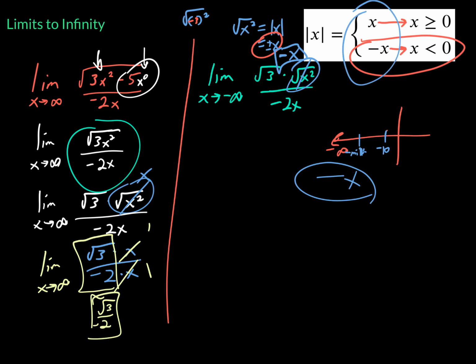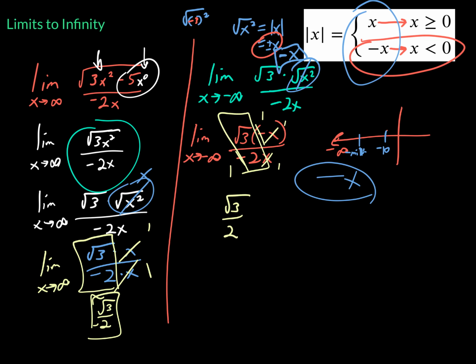Let's continue. I have the limit as x is approaching negative infinity of a radical 3 times a negative x over negative 2x. So in this case, I can cancel out an x with an x, become 1. I also have a negative and a negative, which will simplify to be a positive 1 over 1, or however you want to look at it. What are we left with? Instead of negative radical 3 over 2, we have positive radical 3 over 2. That's what we have different.